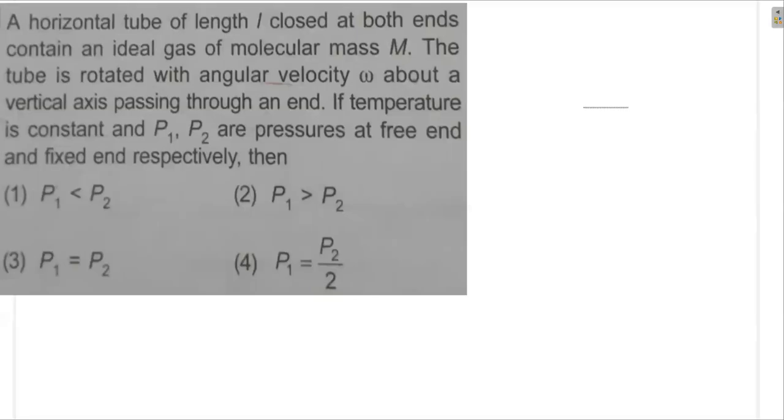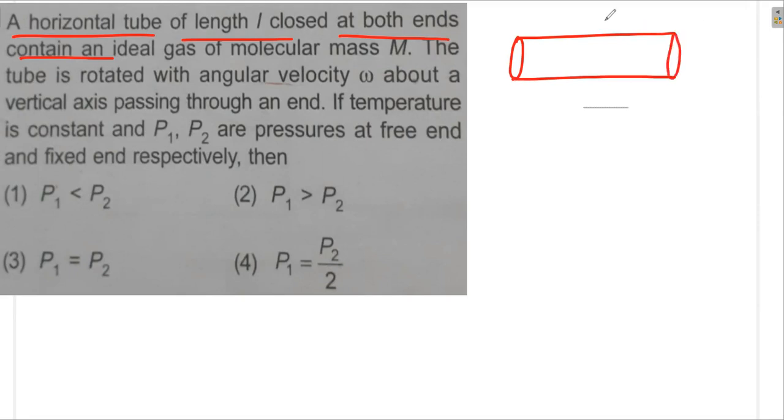Okay, so the next doubt posted in the group is this: a horizontal tube of length L closed at both ends contains an ideal gas. So you have a tube of length L, let's say this is L, it's closed at both ends, like this, and contains a gas of molecular mass M. It's molecular mass, not the total mass.